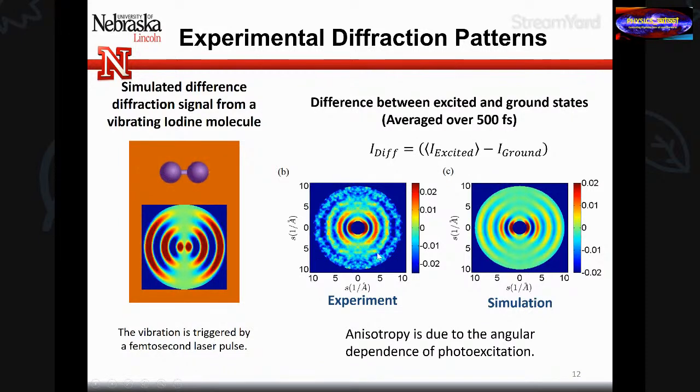So the excited molecules are actually aligned with a fairly broad distribution, but they're aligned preferentially along the direction of the laser polarization. And we will come back to this because this can also be useful to understand more complex reactions. But that's why the diffraction patterns are no longer circularly symmetric.